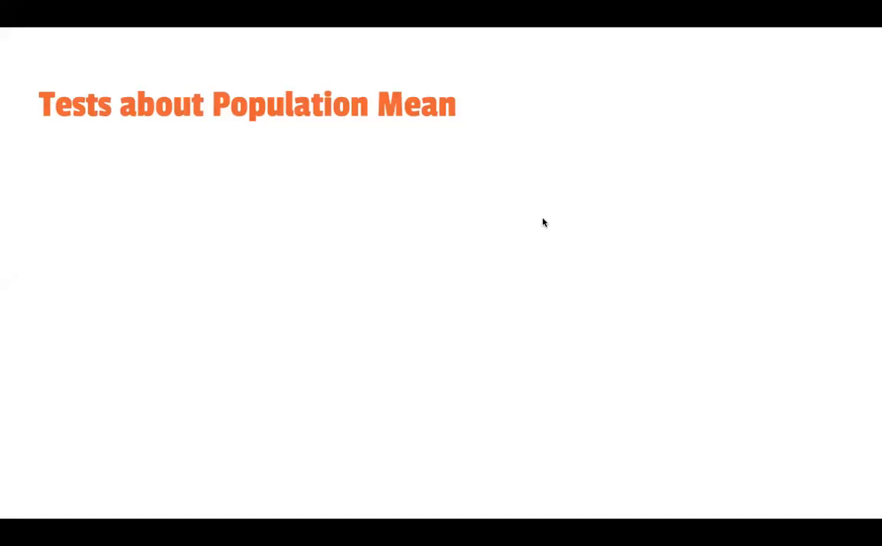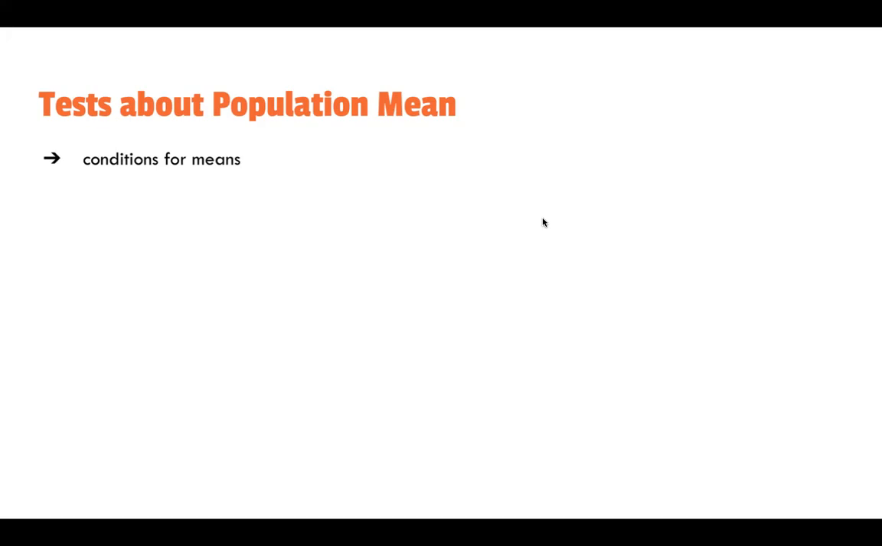Welcome to the third and final part of AP Statistics Chapter 9 review. This is going to be 9.3, which is tests about a population mean. We covered proportions in the last video, so we're going to be talking about means right now. So let's get started. As with proportions, there's going to be a few conditions we have to check.